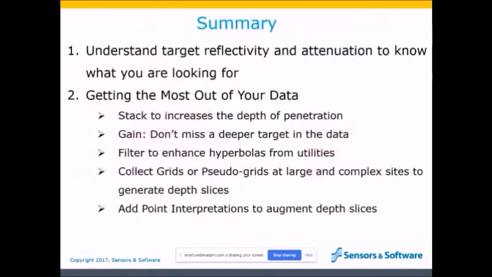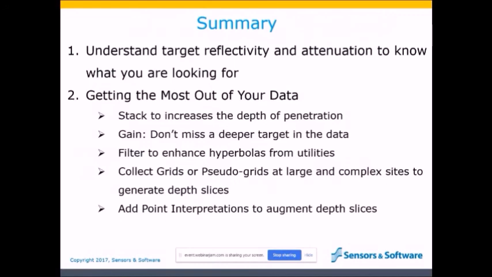So in summary, we've talked about target reflectivity and attenuation, and I discussed that so that you have a better idea of knowing what you're looking for in your data depending on the target. I also talked about getting the most out of your data, doing things like stacking as much as you can. Make sure you spend the time getting a good gain. You don't want to miss a target in your data that's there. It's there, you just missed it.